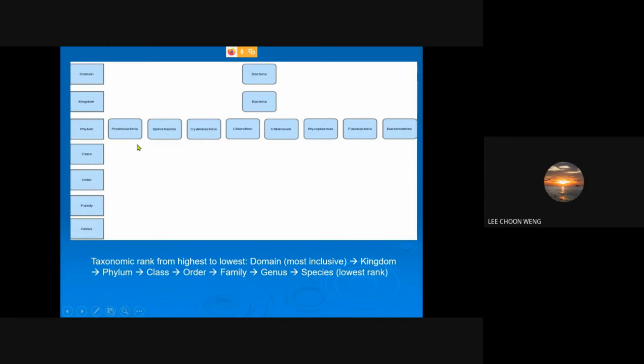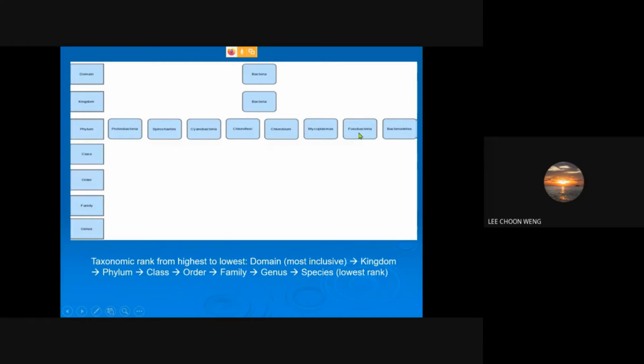These are the phyla that are considered gram negative. Okay, Proteobacteria, spirochetes, cyanobacteria, chloroflexi, chlorobium, mycoplasmas. Although mycoplasmas officially do not have a cell wall, because it doesn't have any cell wall, when you do gram staining, it will stain red. So that's why I included it in this slide.